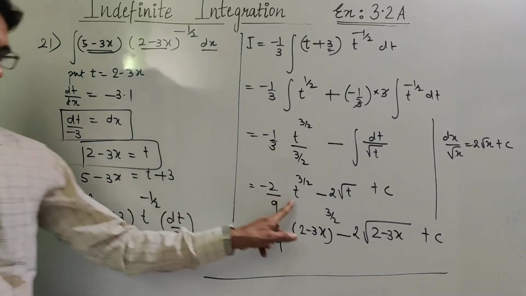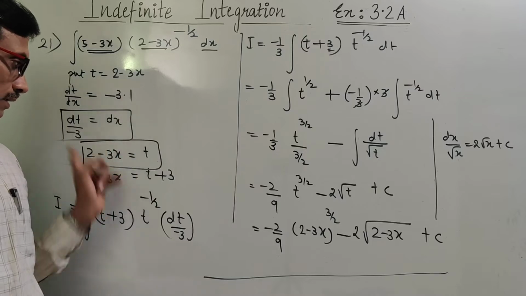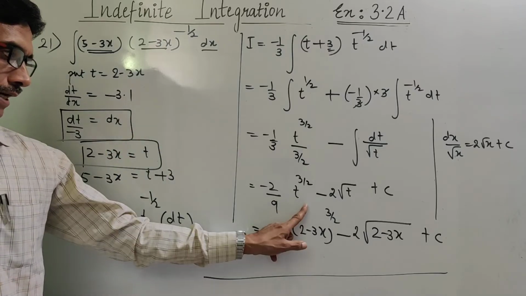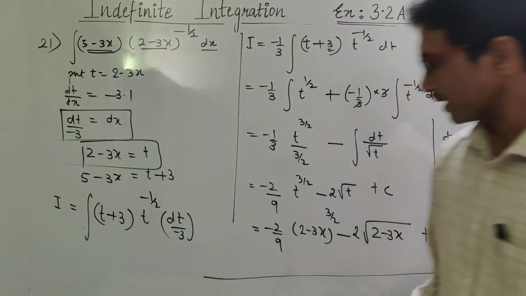We resubstitute t, that is important. First we substitute t, and afterwards at the last we resubstitute t so that we are getting this answer.